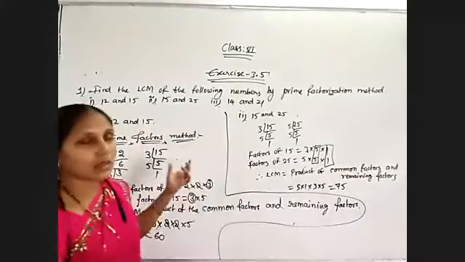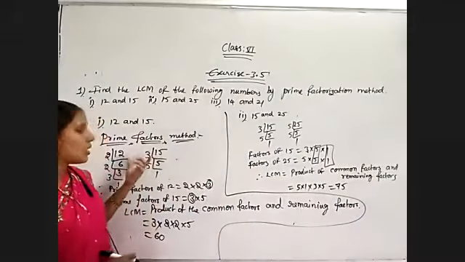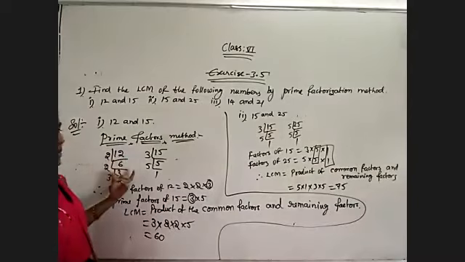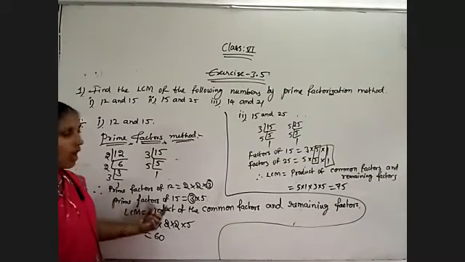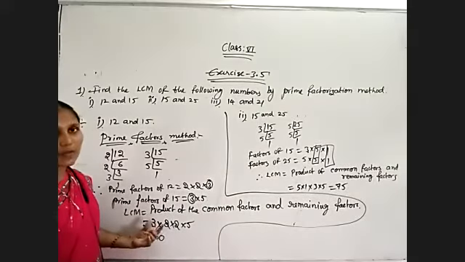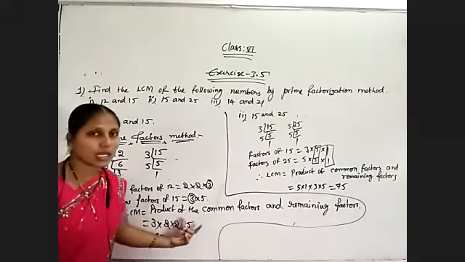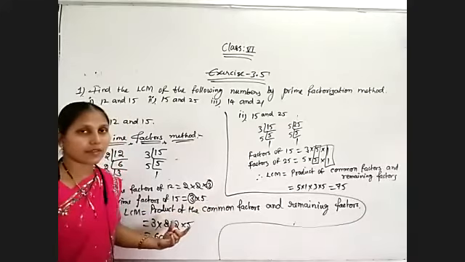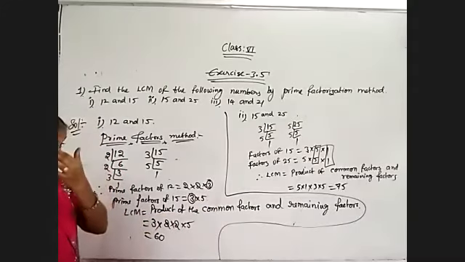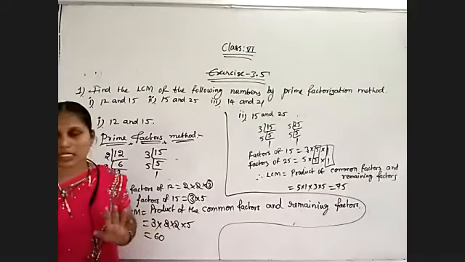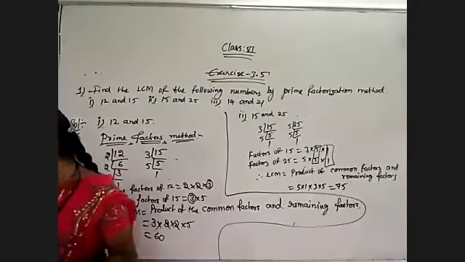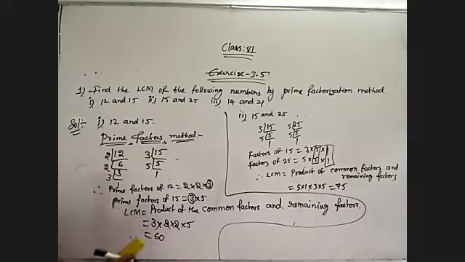So remember, whenever we are doing the prime factorization method, first we need to find the factors by using the prime factorization. Take the numbers separately, do their prime factorization and find their factors. After that, we need to use the formula: LCM is equal to product of the common factors and the remaining factors. And in case of HCF, we will use only product of the common factors. That's all. And coming to the next question, that is 14 and 21.